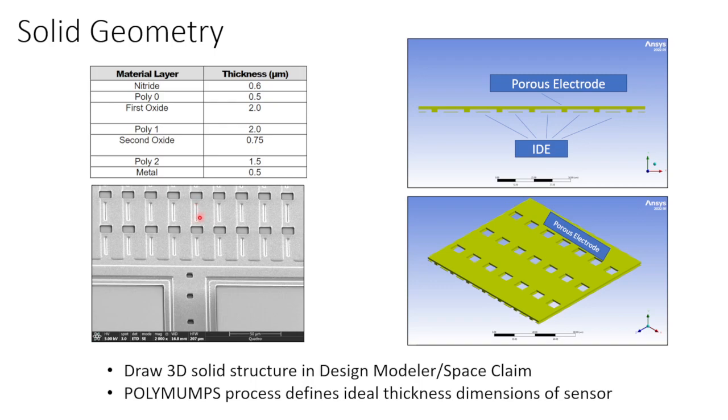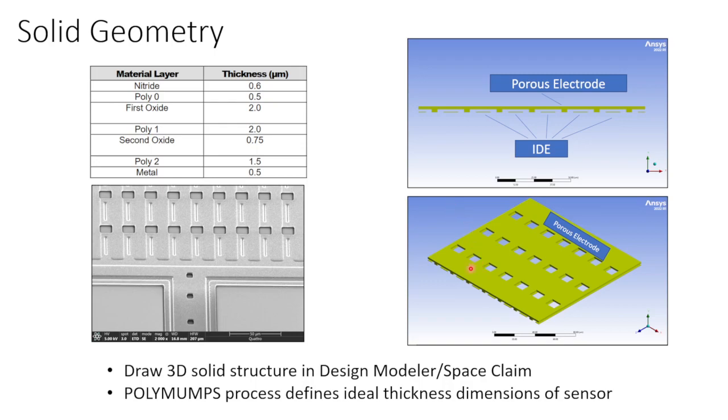So the manufacturing process for these is standardized. So we have a nominal thickness. So using these nominal thicknesses and the original blueprints for the sensor, we can idealize the three-dimensional computer drawing of these sensors. So using the design modeler feature in ANSYS Fluent, we can design our structure.